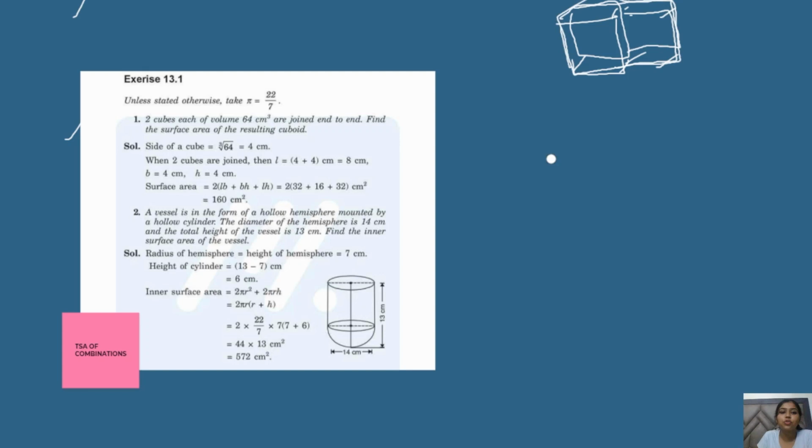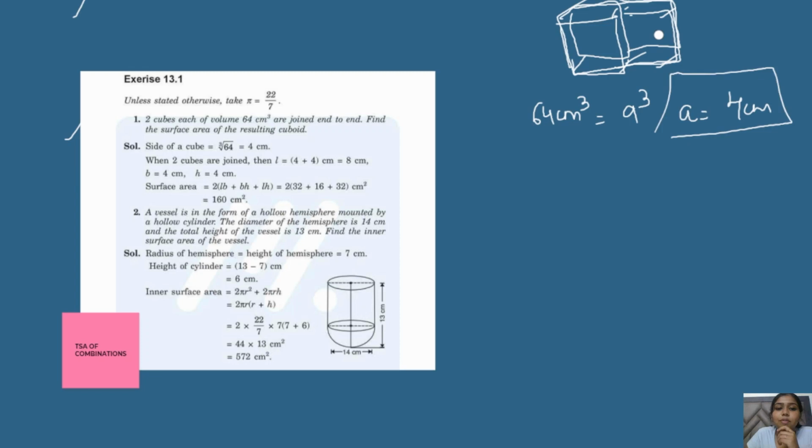So 64 centimeter cubed is the volume already given. Volume of a cube is a cubed. You can find the side of the cube, that is 4 centimeter, by taking the cube root of 64 centimeter cubed. Okay, since we have to find the surface area of the resulting cuboid, this will be 4, this will be 4, and height will be 4. You can see that breadth remains the same and height remains the same. But when you calculate the surface area of the cuboid, the length increases when you join the two cubes. So length becomes 8 centimeter, breadth becomes 4 centimeter, and height will also remain 4 centimeter.